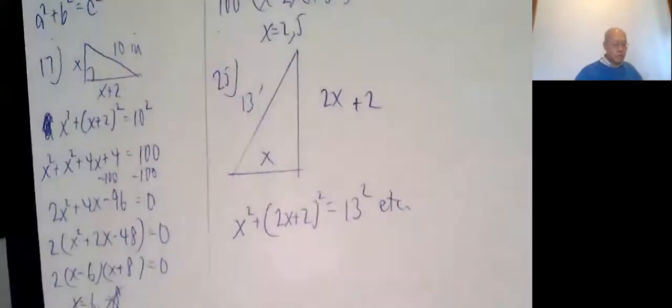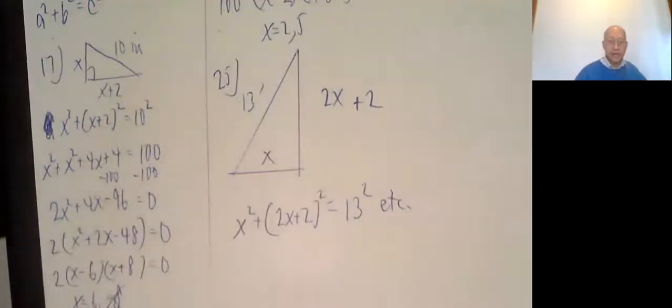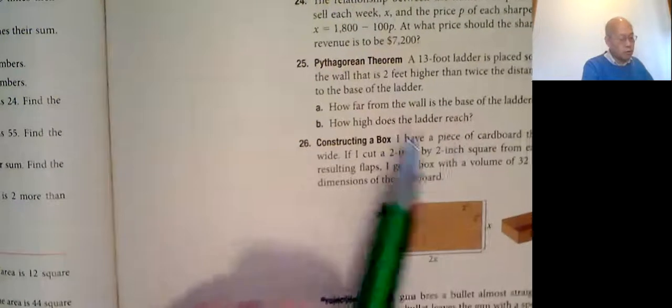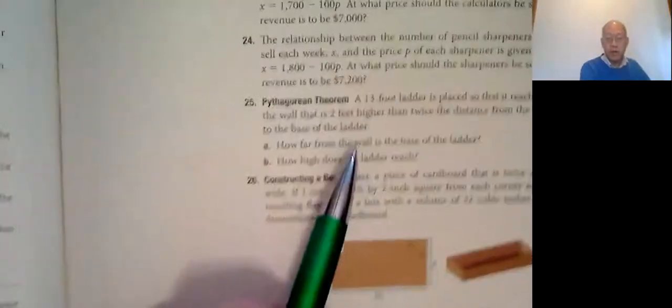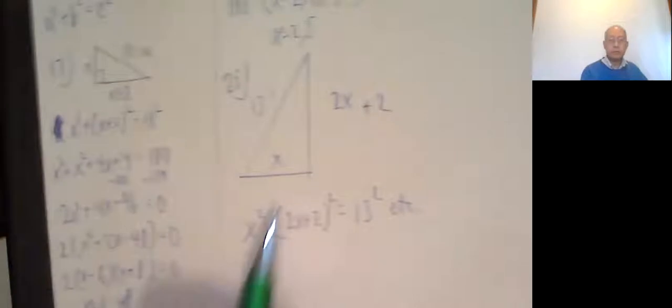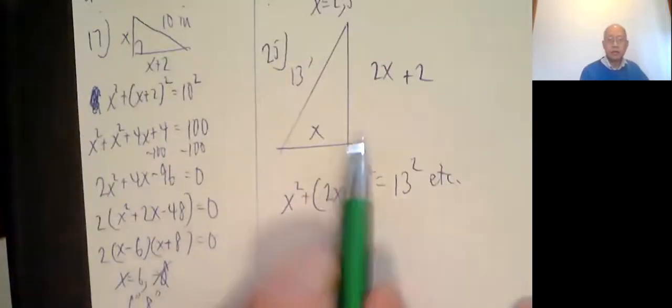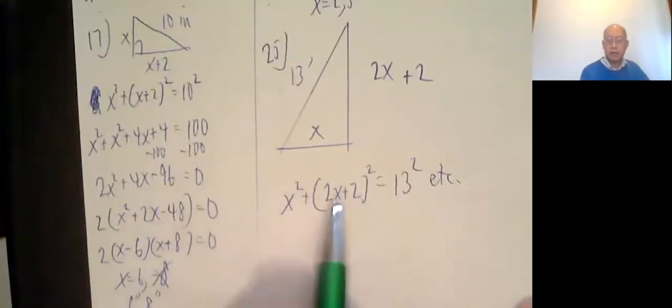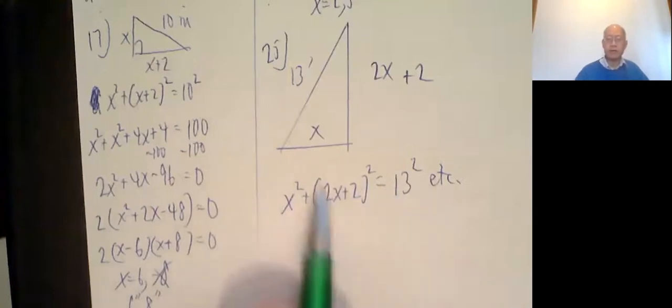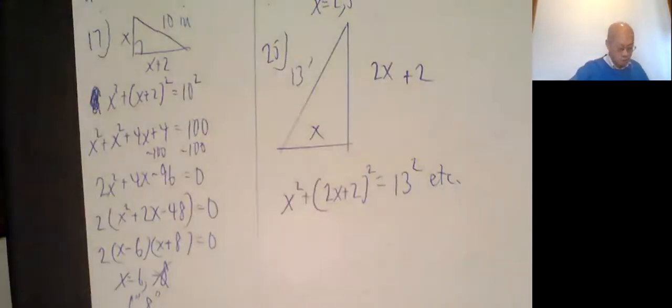Okay, so the ladder is 13 feet. If I call this x, then this distance is 2x plus 2. That's the interpretation of 2 feet higher than twice the distance. So twice is 2x, and then 2 feet higher means you add 2. So your setup is x squared plus 2x plus 2 squared equals 13 squared, and etc. So you finish the rest of that, but that's the setup. Okay, so this is section 6.8.